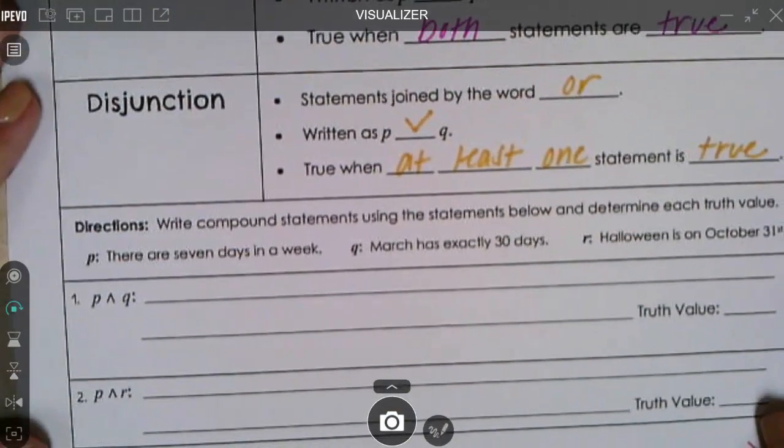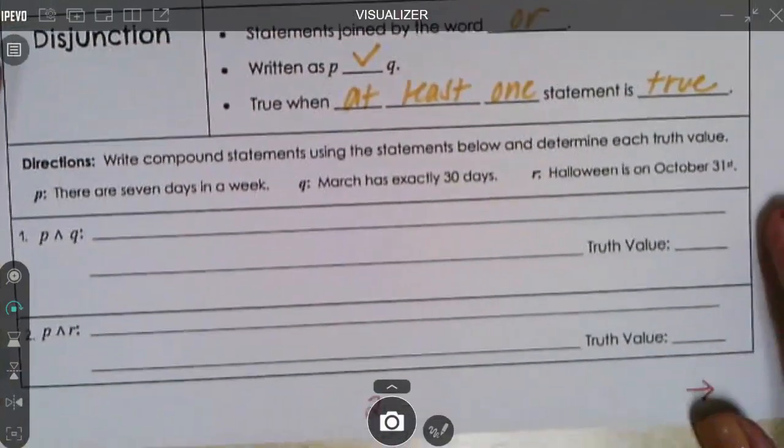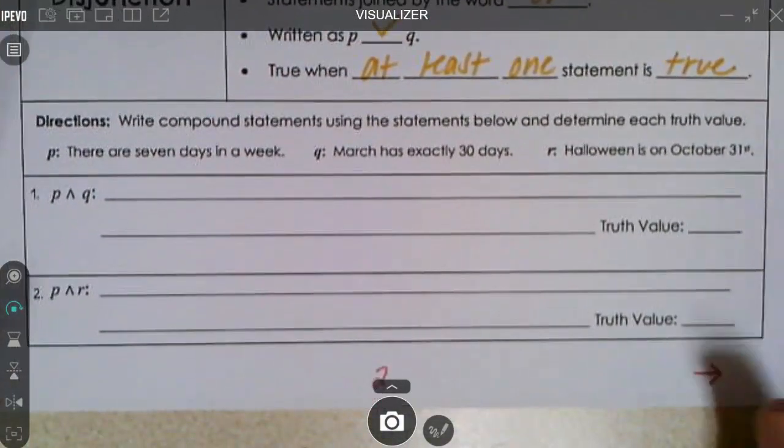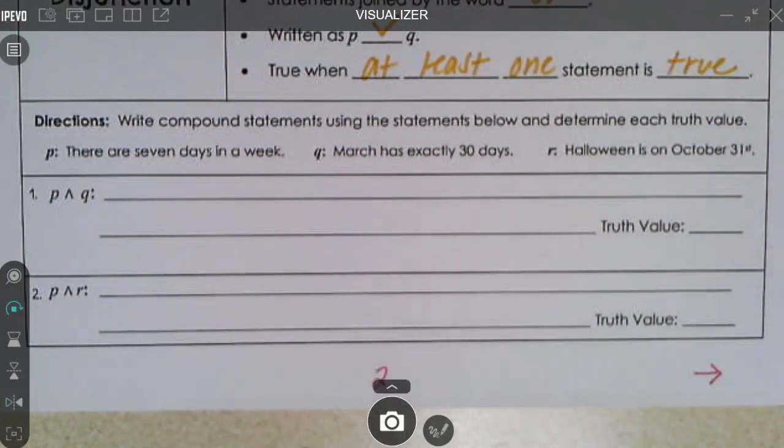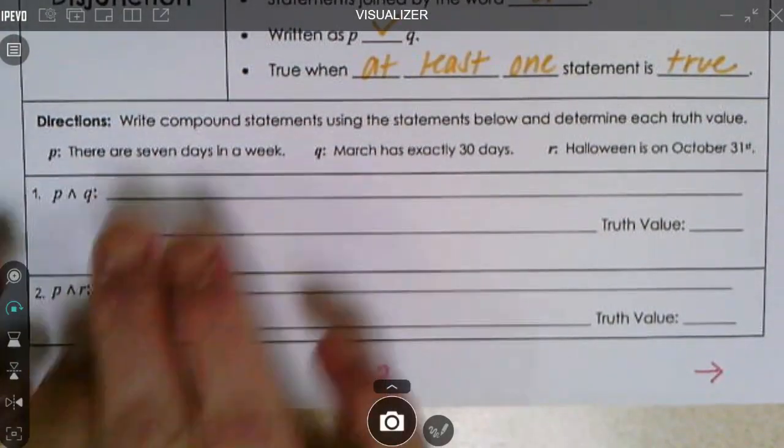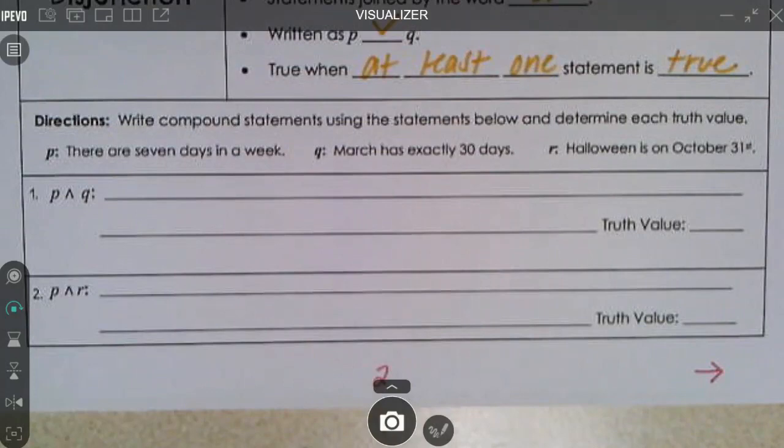Let's take a look at the directions for the next couple problems. Write compound statements using the statements below and determine each truth value. We've got P, which represents there are 7 days in a week. Q, March has exactly 30 days. And R, Halloween is on October 31st.